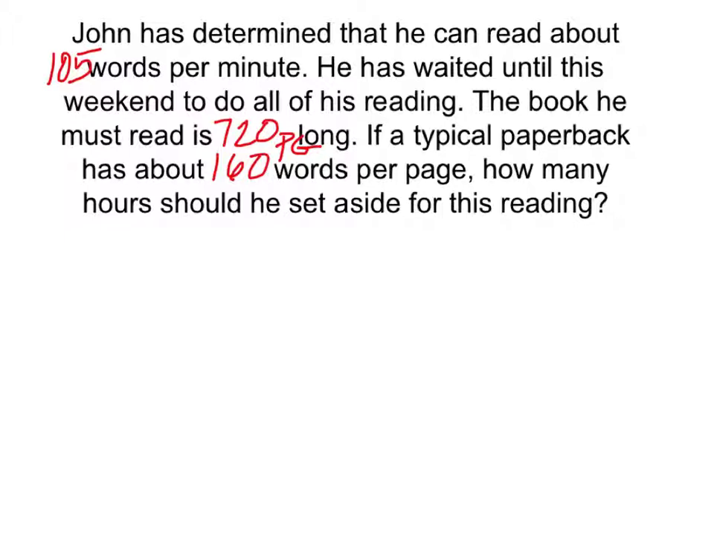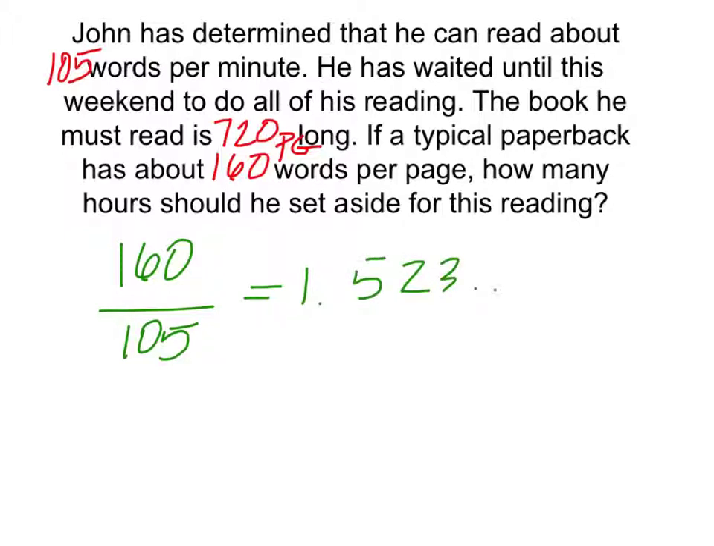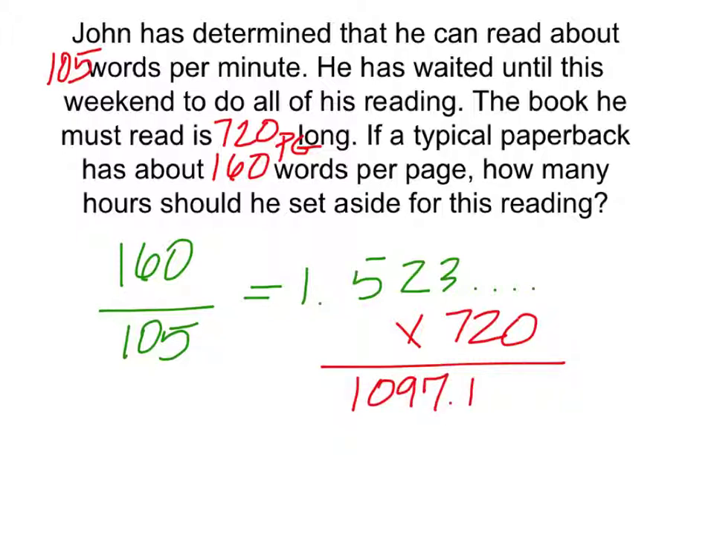Alright, we need the number of words, which is 160, and the words per minute is 105. So 160 divided by 105 is 1.523, and so on, all the way out. Just leave it all in your calculator. And multiply it by the number of pages, which is 720. That'll give you 1,097.1, which to the nearest minute is going to be 1,097.